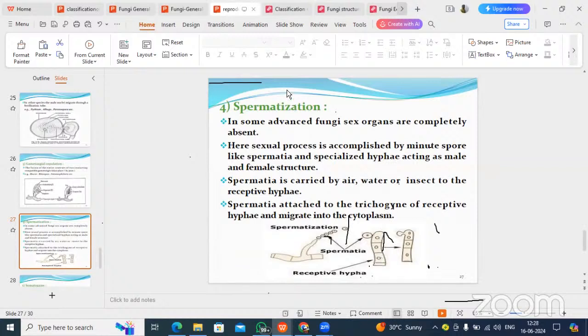Receptive hyphae is the apical structure of the oogonium. Like this. This is the receptive hyphae. Here the sperms, the conidia, are attached to the receptive hyphae. The attached conidia, the sperm, will go toward the egg cell and fertilization, syngamy, fusion of the male and female takes place. That is spermatization, an advanced type of sexual reproduction. It is there in all Ascomycetes fungi.